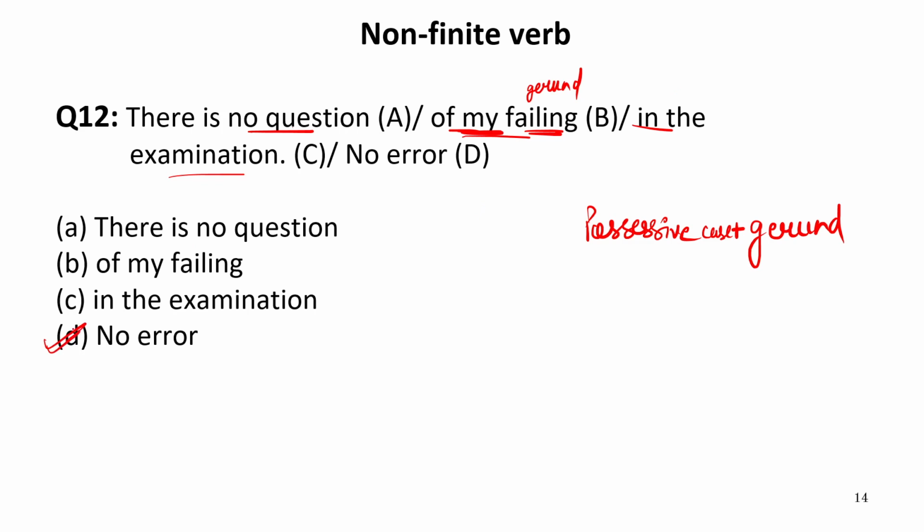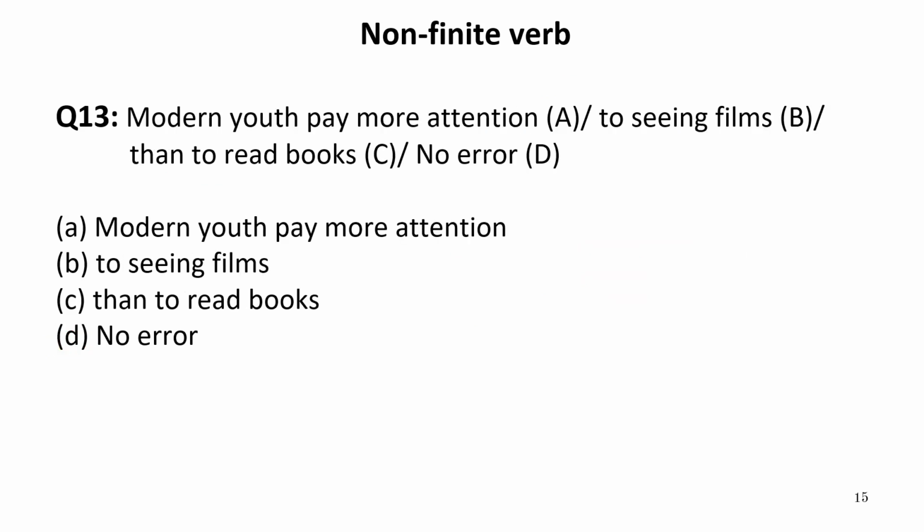So the error is in part D, that is, no error. It means the sentence contains no error. So our answer is D, because the sentence contains no error at all. Now let us move to the next question.